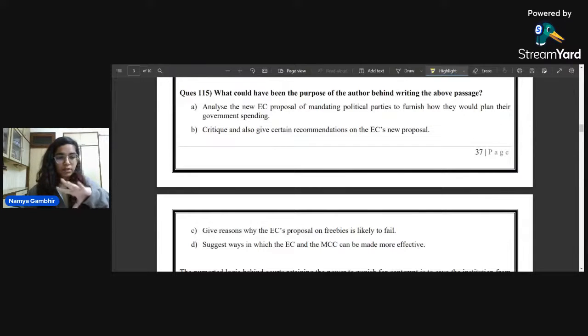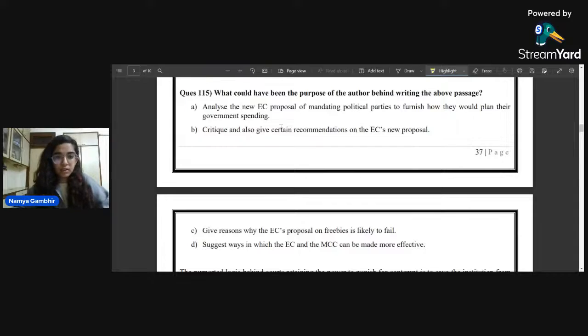But if you read the second option, the difference is that the second option actually goes one step ahead. So first is analyze. When you're analyzing, you are saying: okay, fine, this is the proposal, these are the pluses of it, these are where it fails, and this is the whole idea of the proposal. Now, the second option says critiquing. The author is critiquing that proposal. Critique does not mean criticism. Critique means that I'm analyzing it, how it is going to work out in reality, what are its hits and misses. But the second part of the option says, and also give certain recommendations.